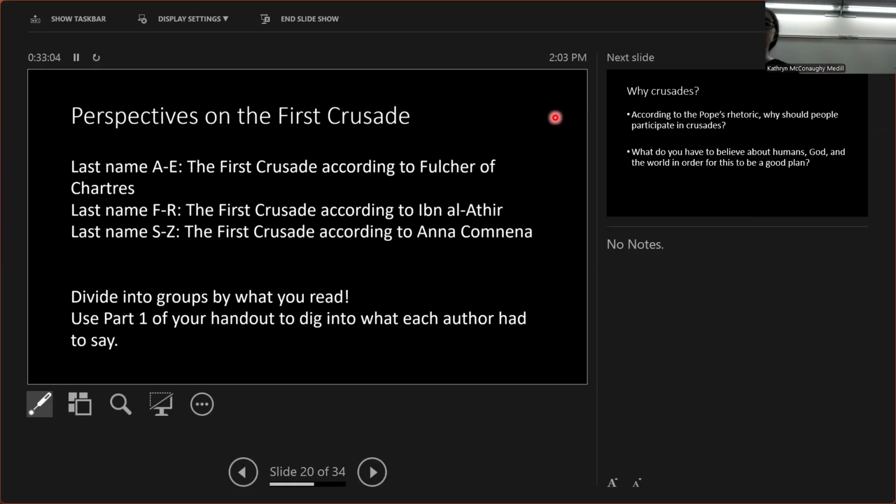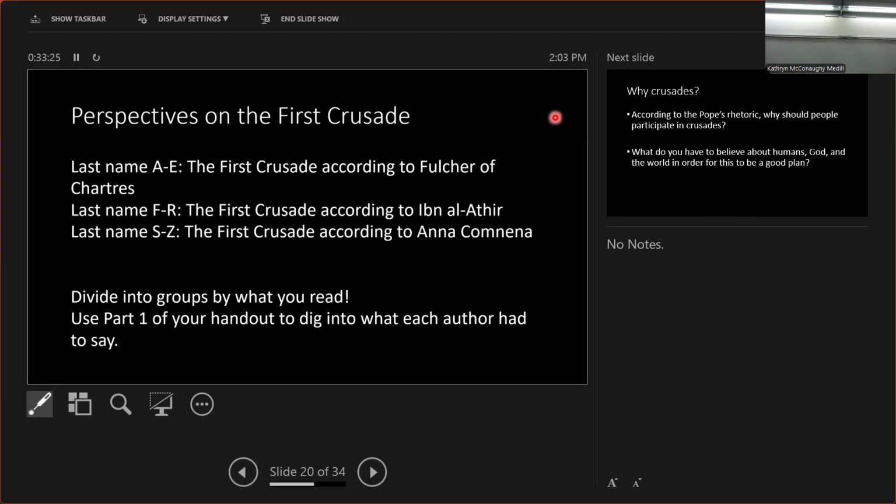So what I'd like you to do is, last names A through E, who read Fulcher of Chartres, come to the first 2 tables. If you did Ibn al-Athir's, go to the 3rd and 4th rows. If you did Anna Komnena, go to the last 2 rows.